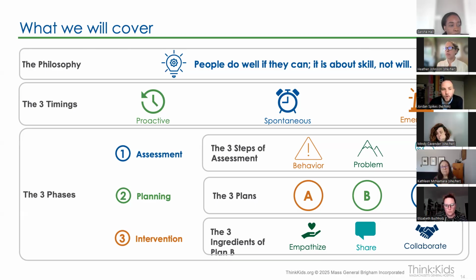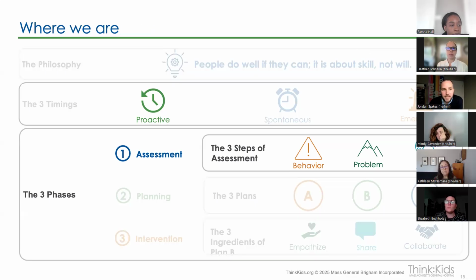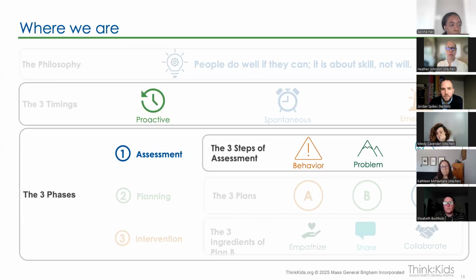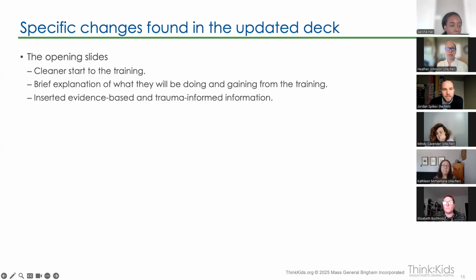And so then when we're at a particular section like assessment, you will see that we're now talking about proactive assessment, and it includes these 3 steps. So this visual will replace this visual of that type. So you can see how it fits into the overall picture of things, but that's just one of the changes that you'll see throughout. Additionally, we changed the opening.